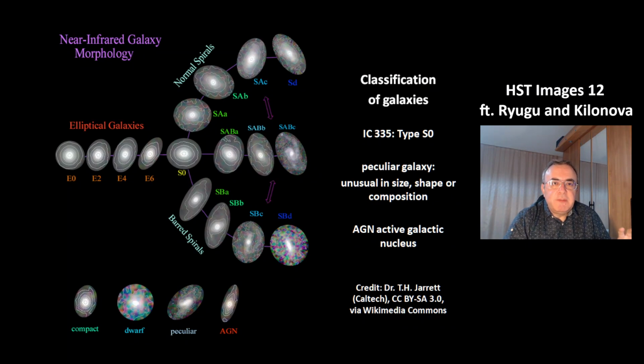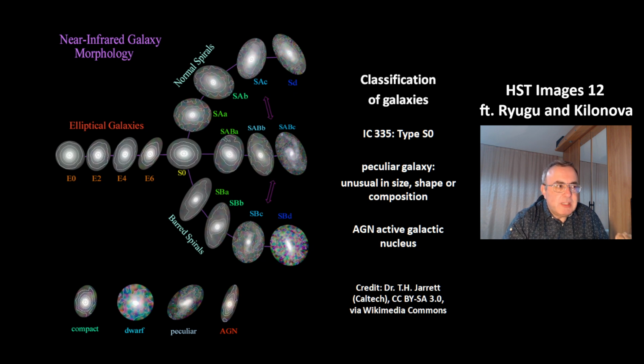This is a classification of galaxies. IC 335 is of the type S0 here. These are the lenticular galaxies. On the left, these are the elliptical galaxies. Top right, these are the normal spiral galaxies. Bottom right, spiral galaxies with bar. In between them, the intermediate galaxies.